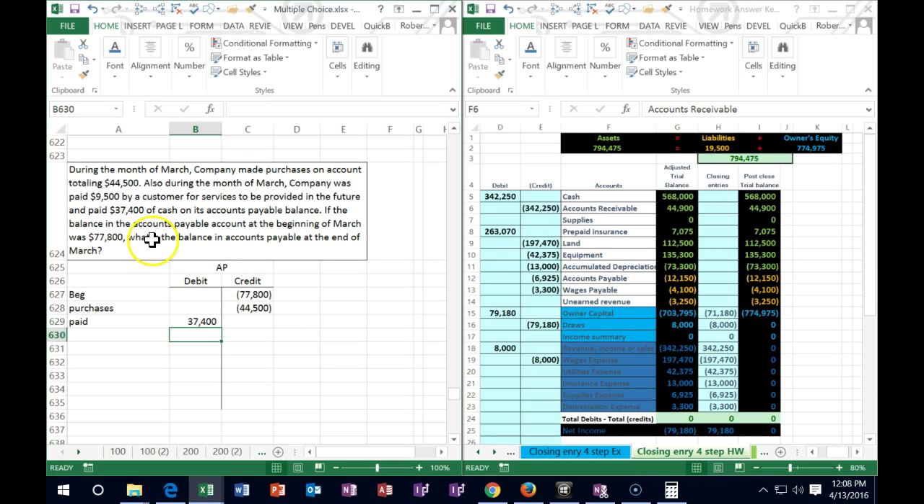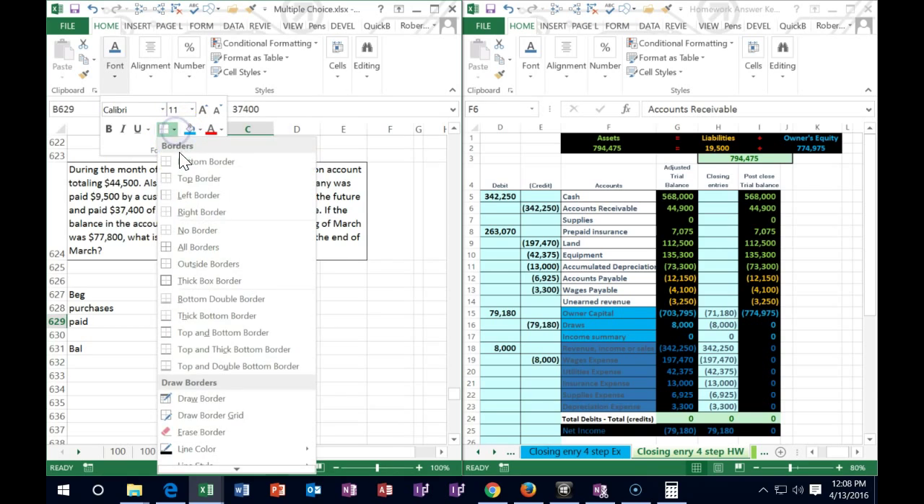So if the balance in the accounts payable was 77.8, what is the balance at the end? They actually gave it to us in order this time. They didn't ask us to back into the beginning balance like we've seen in the past. They did it in the right order, which is kind of nice, although they threw in that trick with the AR thing. So let's add this up. Now we have the balance here, and we're going to have total debits and total credits. So I'm going to underline this and add up the debits and credits.